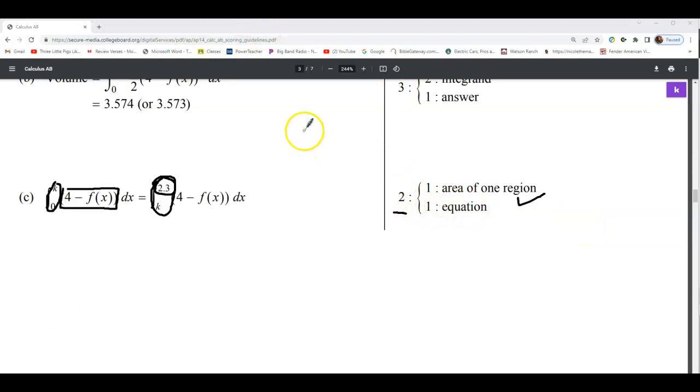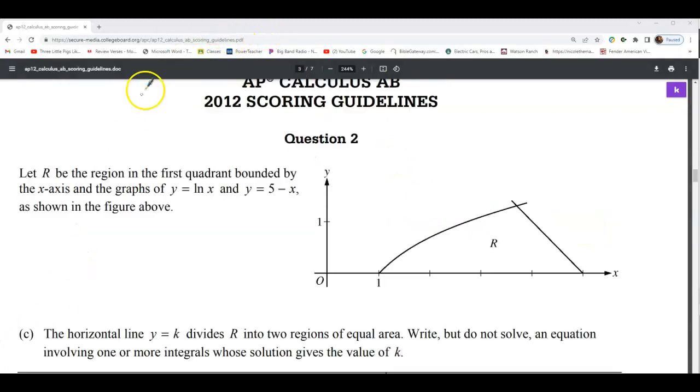But anyway, let's go ahead and take a look at our next one. Okay, so this is 2012, question 2, which means it's another calculator-based question.